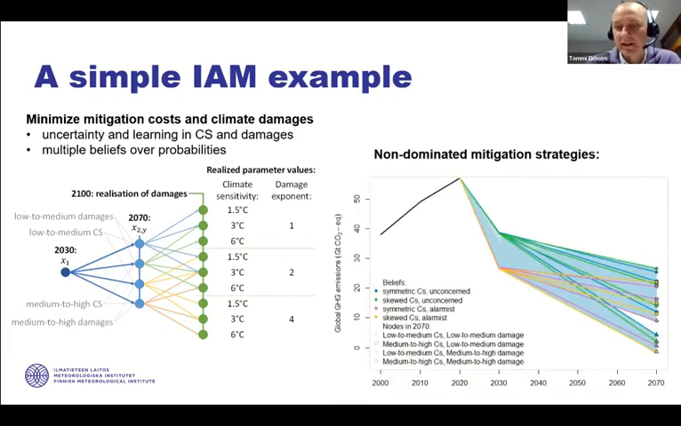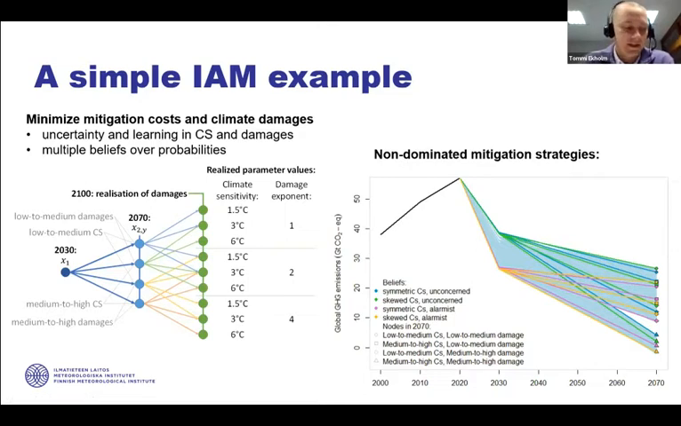So what you get from this kind of a super simple IAM is a set of non-dominated mitigation strategies with different beliefs over the climate sensitivity and the damage function. And what you see is that the blue area between all of the curves is the non-dominated area that you could somehow argue is not bad, at least, but in this area, you make trade-offs between these different beliefs.